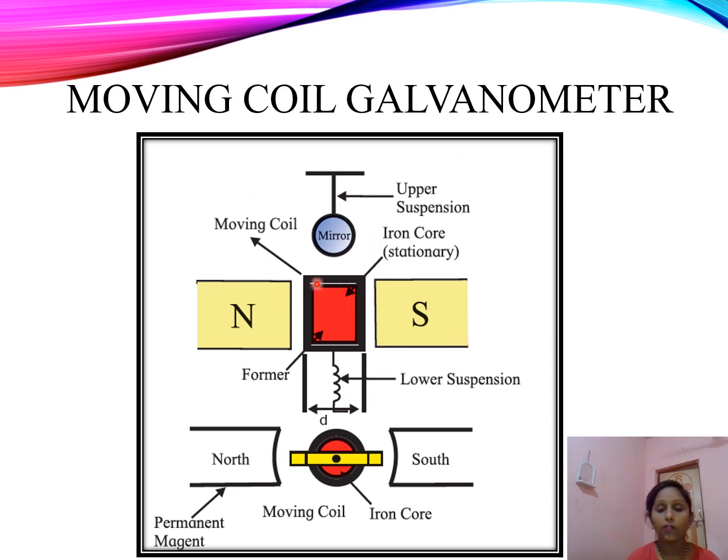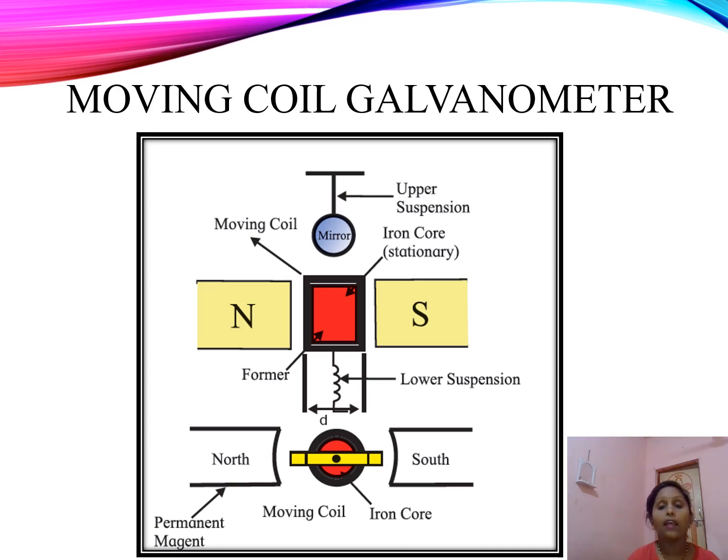It consists of a coil of N number of turns, mounted in such a way that it is freely suspended about its own axis in a radial magnetic field. The soft iron core makes the magnetic field radial and makes it strong. It is placed in between two poles of a magnet. The coil rotates due to the torque produced as current flows through it.